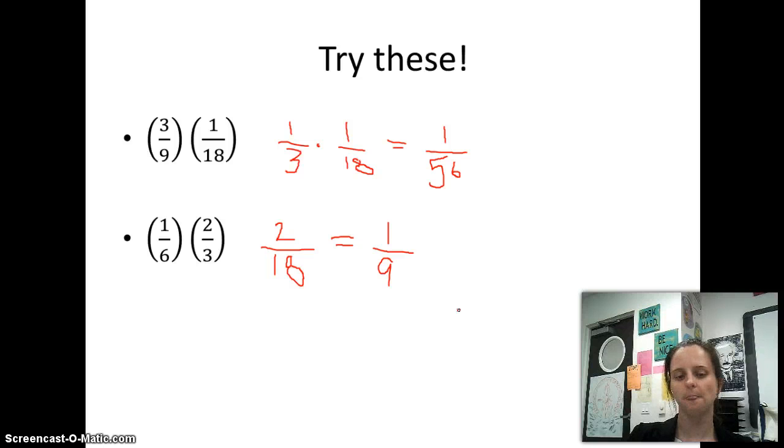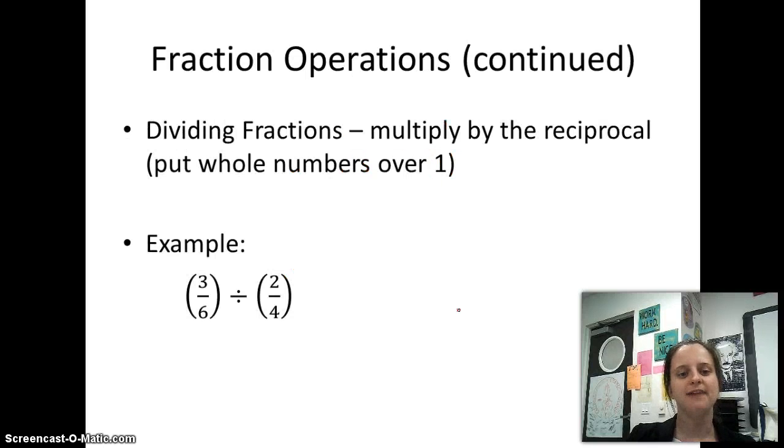Okay. All right. Last piece, dividing fractions. Go ahead and write this definition in your notes. This is your last part of your notes along with the example. Pause me and we'll check it in a moment.